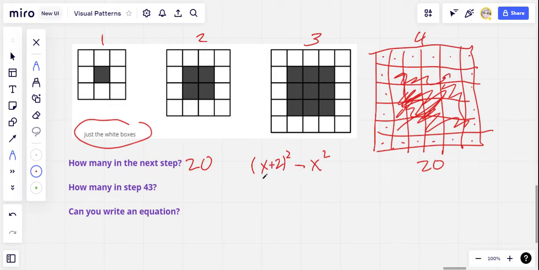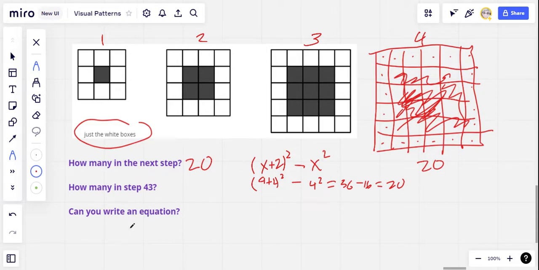So the step number would be 4. So I'd put in 4 plus 2 and then square it. And then I would subtract x squared, that's the step number squared. So 4 squared. Well, 4 plus 2 is 6, squared is 36, and 4 squared is 16. Look at that, I'm getting 20. So that seems to work. You can try this formula with the first step and the second step and so on to test it further, but I think that one works.